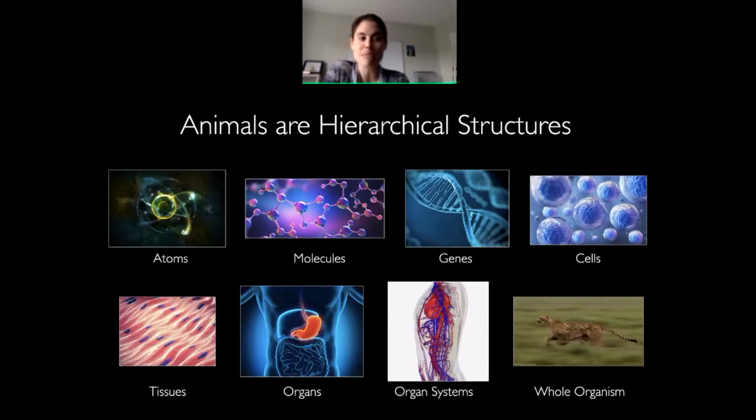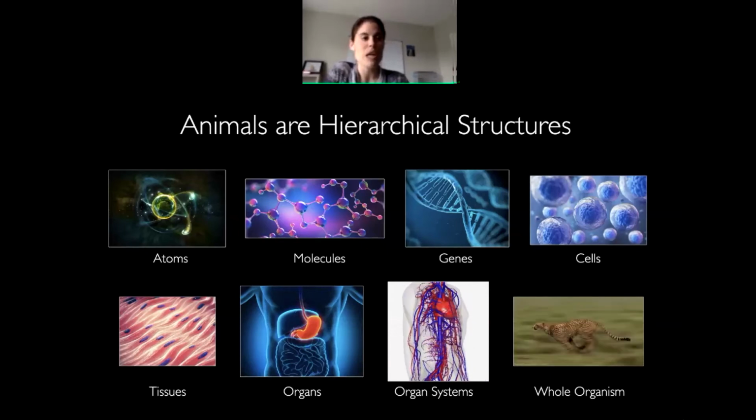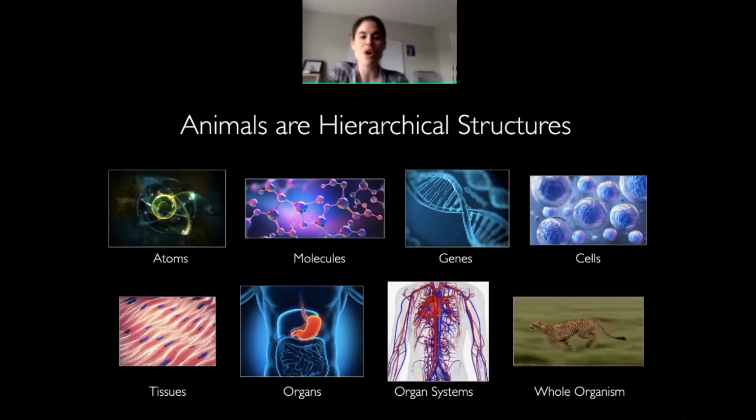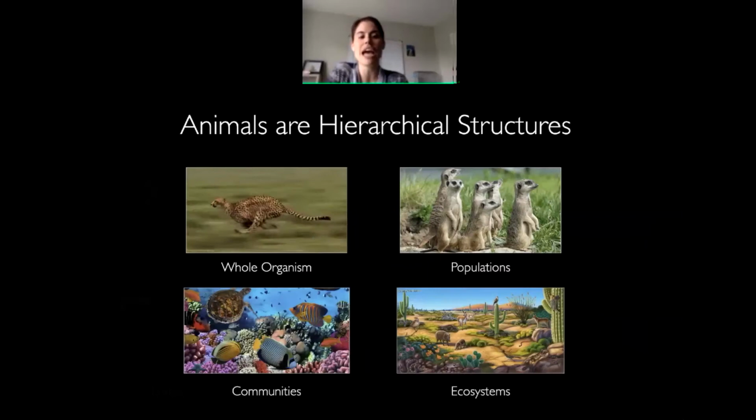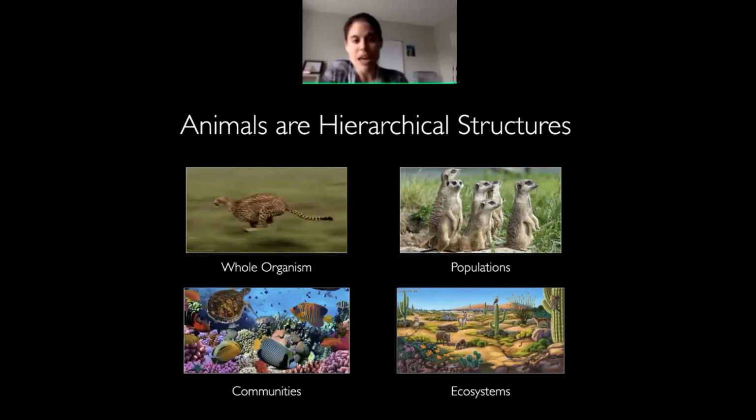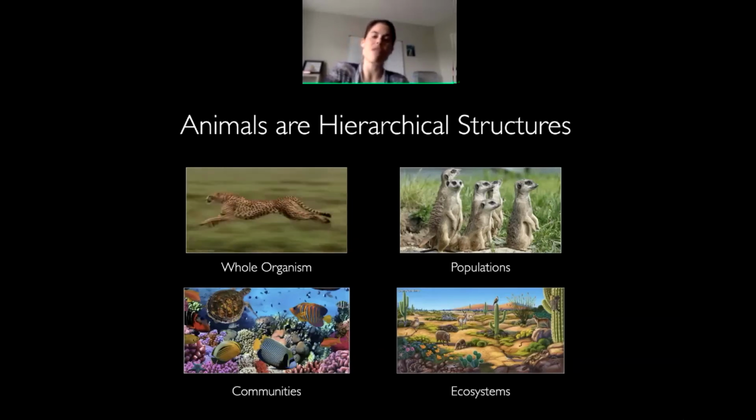And you might be tempted to stop there, and many do. But then, of course, you can go even further and look at how organisms are interacting within populations of the same species, or how different species come together to form these various communities, and the various communities coming together to form ecosystems. So we can look at any single one of these various levels of organization as you go up this hierarchy and see selective pressures acting on these different levels.